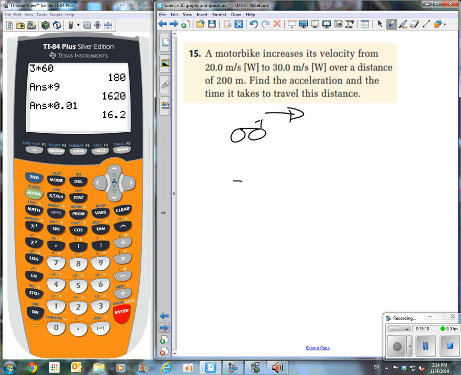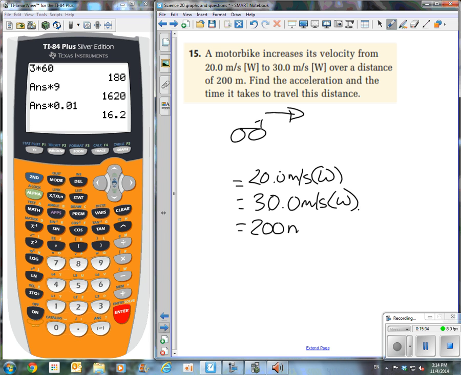Okay, so we've got a few values here. I've got 20.0 meters per second west. I've got 30.0 meters per second west. And I've got 200 meters. Meters is displacement, meters per second, those are velocities. So I need to figure out which is my initial, which is my final. It says it increases its velocity from 20 meters per second, that must be its initial, to 30, meaning its final. This question is asking me what is the acceleration and what is the time.